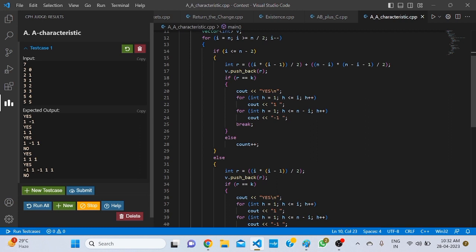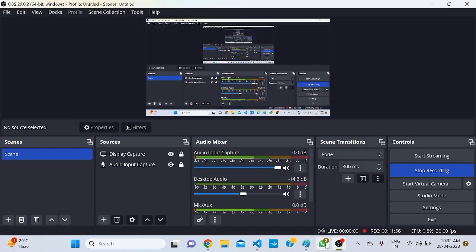Now we will check whether our vector contains k, which is the given number of characteristic. If r is equal to k, then we will print yes. Here also, if r is equal to k, then we will print yes, and also we have to print that array. So how will we print that array? We will print it like this.